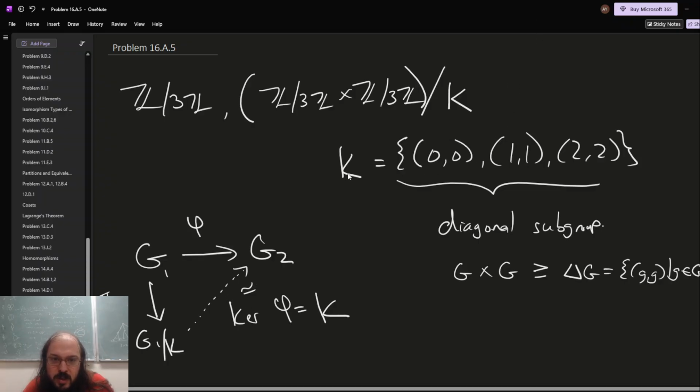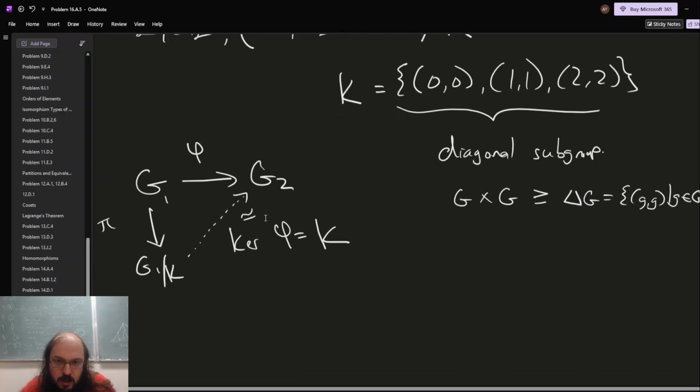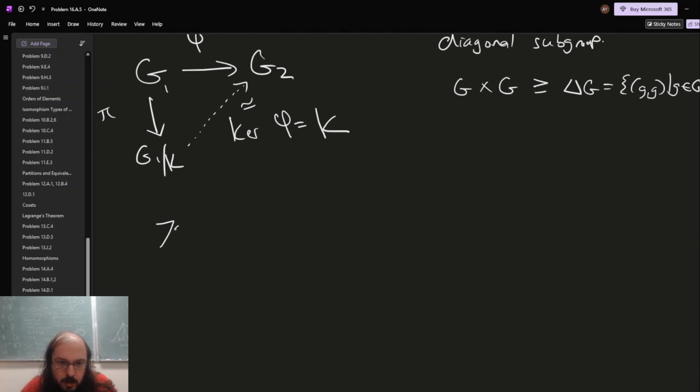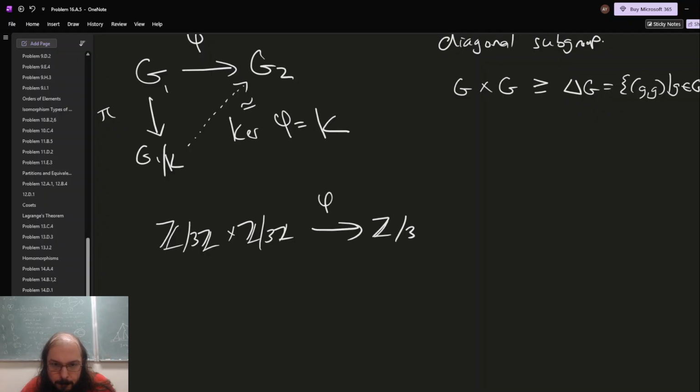So what I have to do is, given the group with the quotient, I need to find a function. Let's spell this out explicitly in this case. From Z3 cross Z3 to Z3, whose kernel is exactly the diagonal.